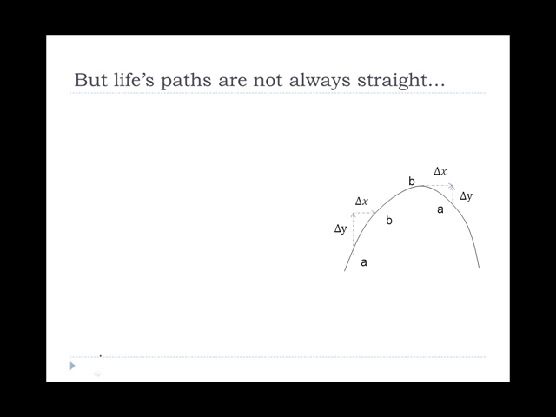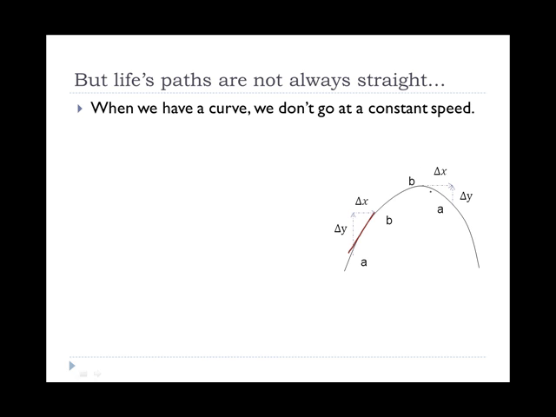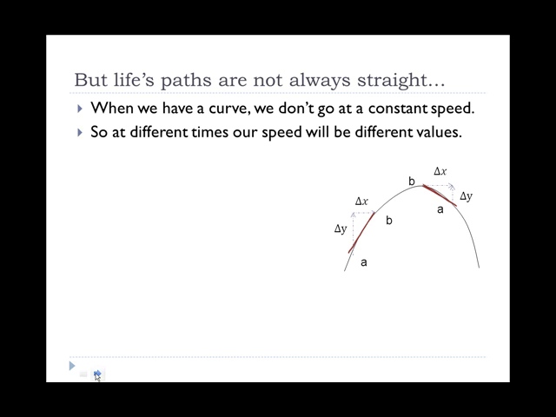So now, we'll talk about the fact that not everything travels in a straight line. If we have a curve, we're not going to get a constant speed. This segment in here has a different speed than that segment right there, even though they're both on the same function. So at different times on our graph, our speed will have different values.